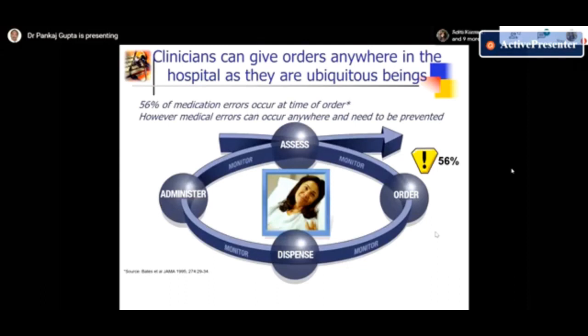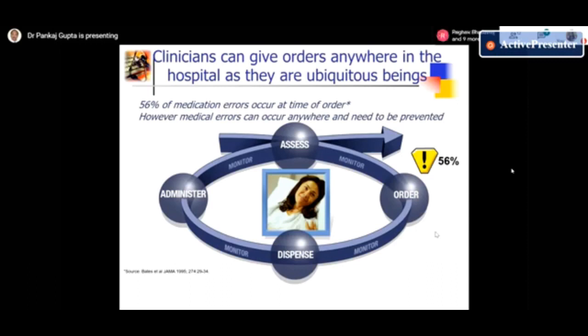Medical errors can occur anywhere and they need to be prevented. But at the time of giving orders, these are preventable medical errors, and these can be prevented if some intelligent systems are there. But not always do you have intelligent systems in place. So that is the reason the CPOE was born. I'll tell you in a little bit why CPOE came into being.